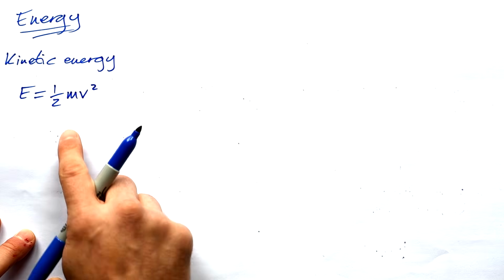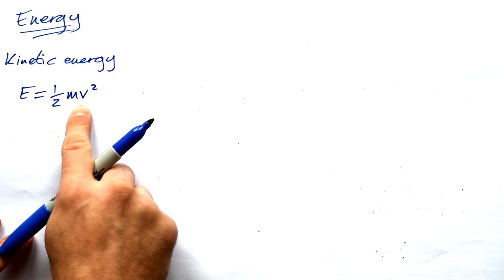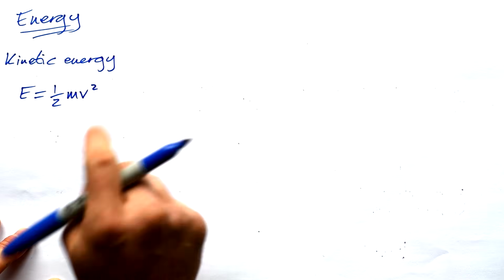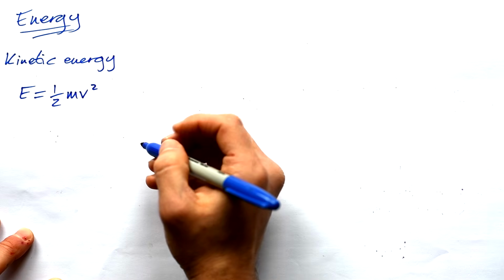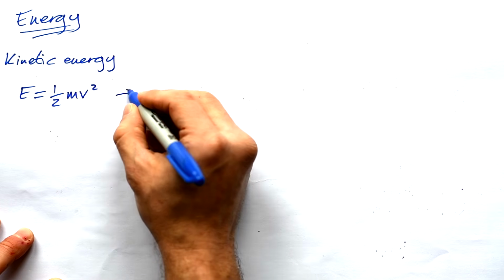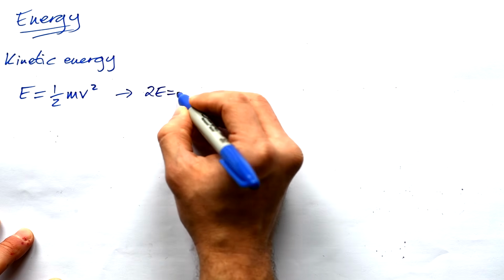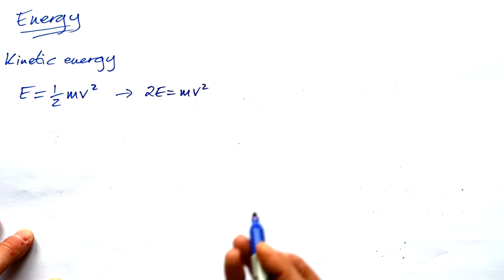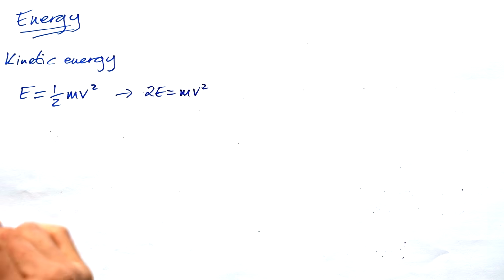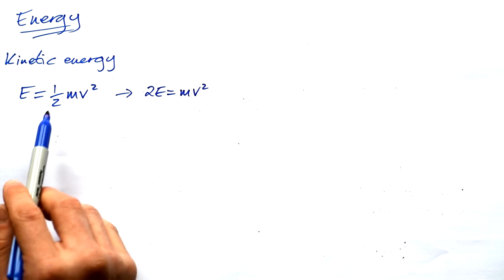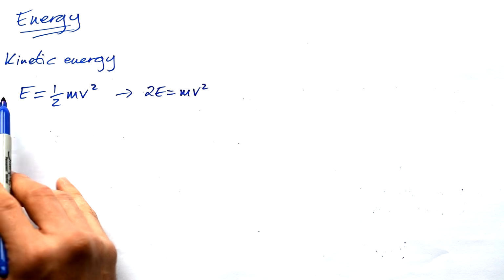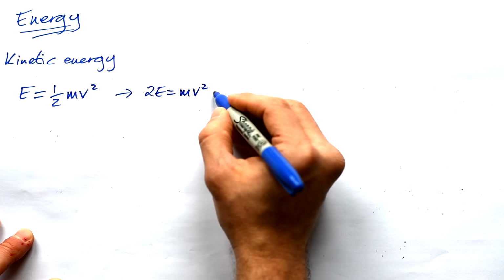Now, just as an aside, you might have to rearrange this to find speed or mass, but let's say that we want to find speed. Let's do one step at a time. Let's get rid of the half to the other side first, so we end up with 2 lots of the energy equals mv squared. See what I've done? All I've done is times the whole equation by 2. Or you can just say I've taken the 2 from the bottom and stuck it up top on the other side. And let's keep going.